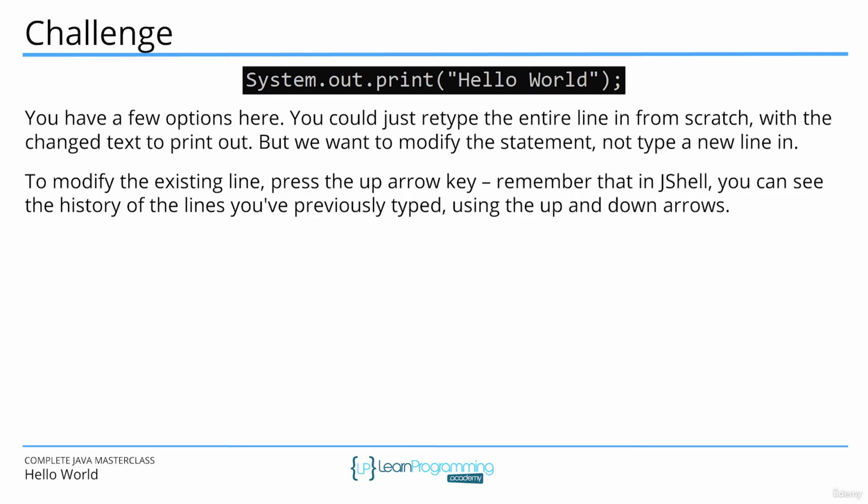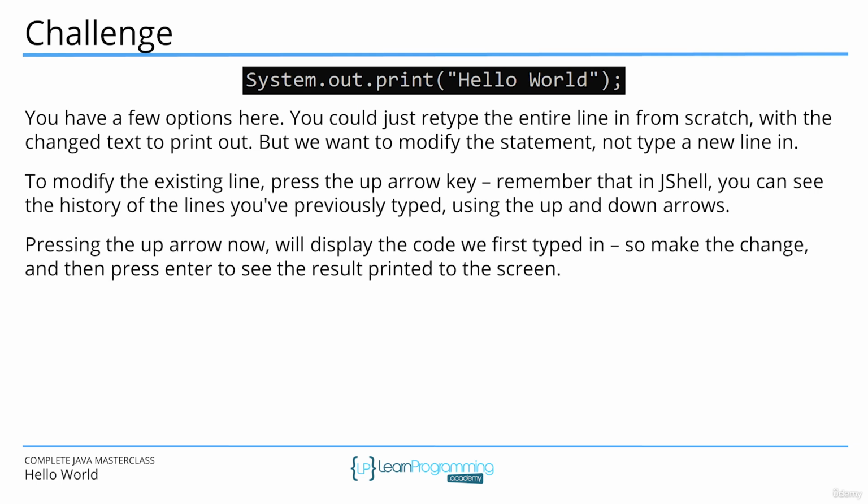To modify the existing line, press the up arrow key. Remember that in JShell, you can see the history of the lines you've previously typed using the up and down arrows. Pressing the up arrow now will display the code we first typed in, so make the change and then press enter to see the result printed to the screen. Click pause on the video now and try that out, and I'll see you when you get back.